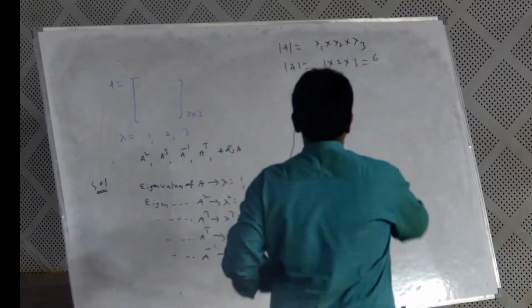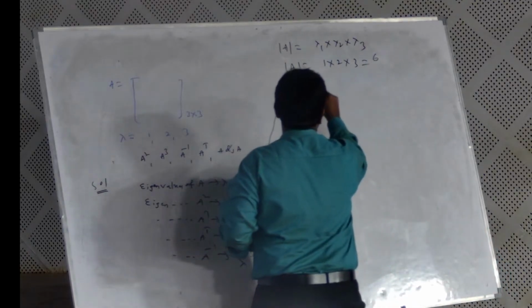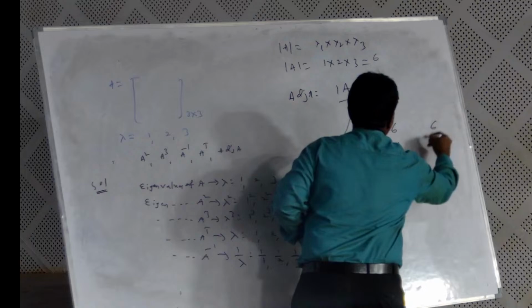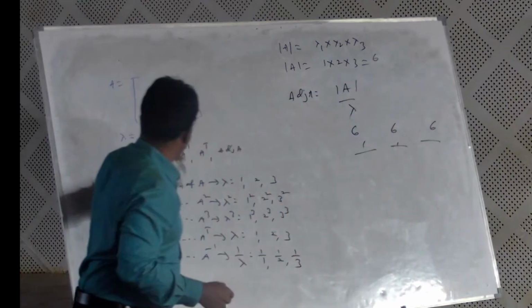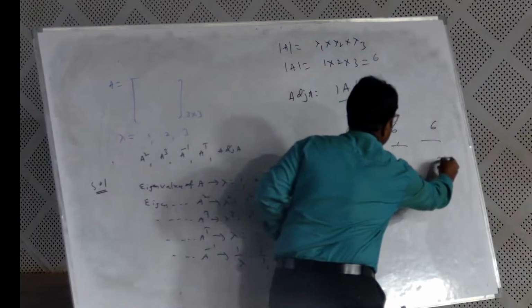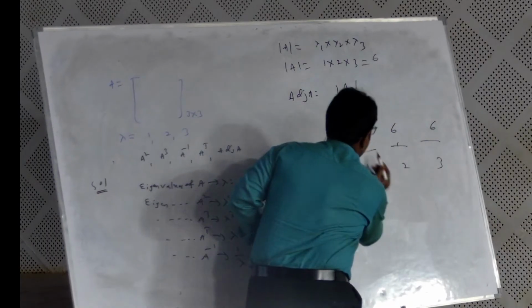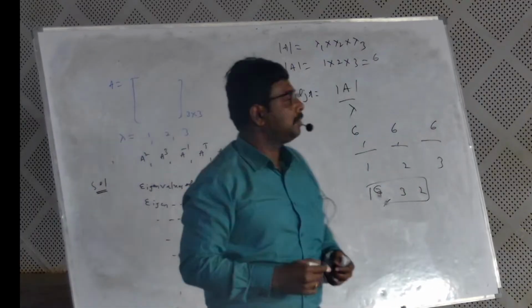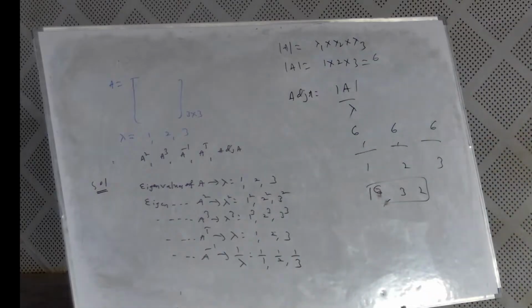Now, what are the eigenvalues of adjoint A? Tell me. Det A by lambda, that is 6 by 1, 6 by 2, 6 by 3. That is the determinant 6, and the eigenvalues are 1, 2, 3. So 6, 3, 2. For adjoint, it takes some time because you need the determinant. Remaining are very easy. Yesterday, when I observed the paper, there was a question: a matrix is given, find the eigenvalues of adjoint A. Don't get confused. If you know the eigenvalues, adjoint A eigenvalues are very easy.